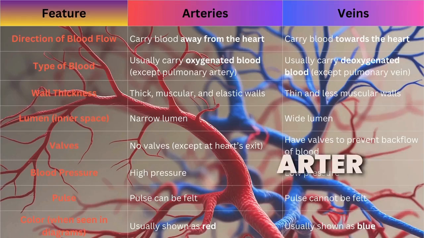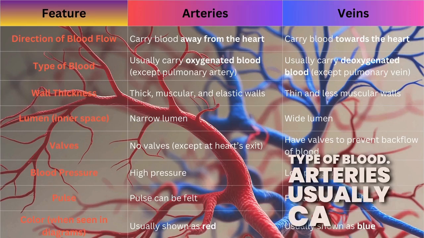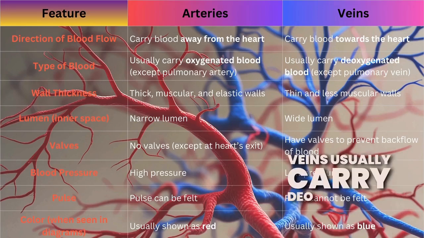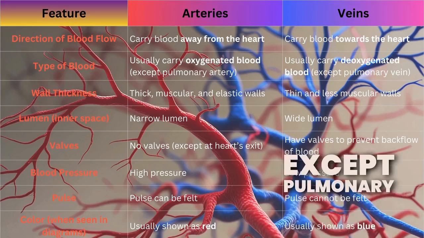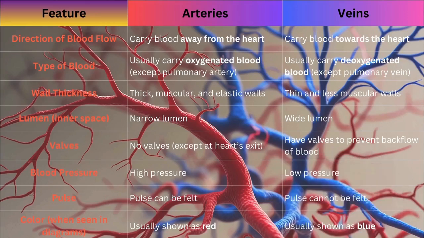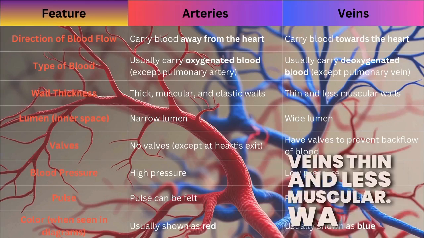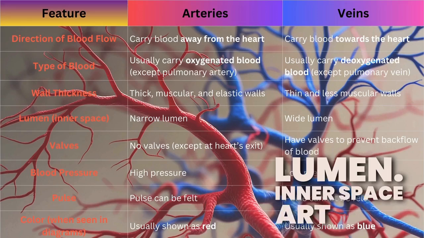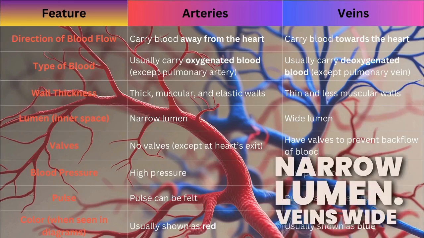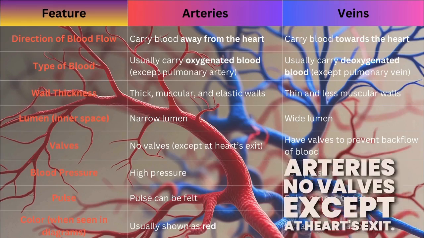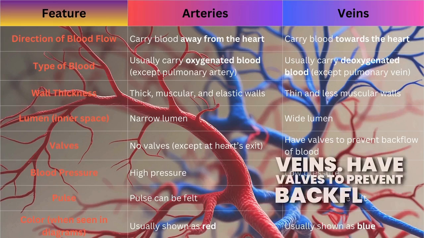Direction of blood flow. Arteries carry blood away from the heart. Veins carry blood towards the heart. Type of blood. Arteries usually carry oxygenated blood, except pulmonary artery. Veins usually carry deoxygenated blood, except pulmonary vein. Wall thickness. Arteries have thick, muscular, and elastic walls. Veins have thin and less muscular walls. Lumen, inner space. Arteries have a narrow lumen. Veins have a wide lumen. Valves. Arteries have no valves, except at heart's exit. Veins have valves to prevent backflow of blood.